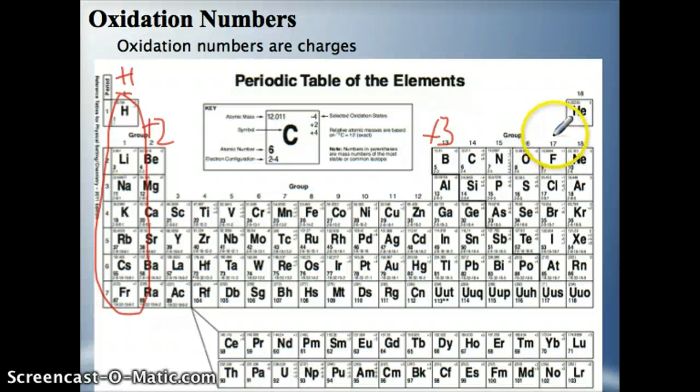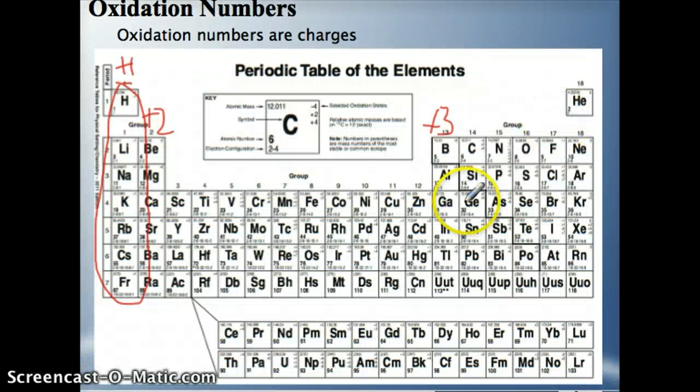Fluorine, chlorine, bromine groups, halogens would have a -1 charge. Oxygen group, -2, -3. And we had talked about how this group would be -4 or +4, depending on if it's a metal or a non-metal. Remember, metals can only have a positive charge. All the transition metals can have multiple possible charges.